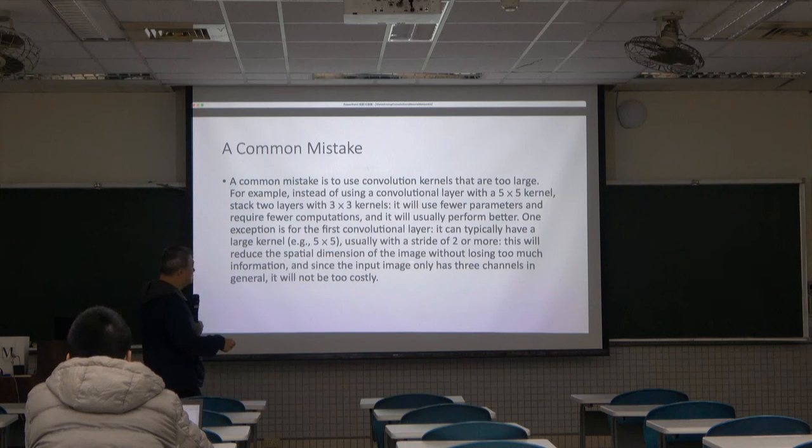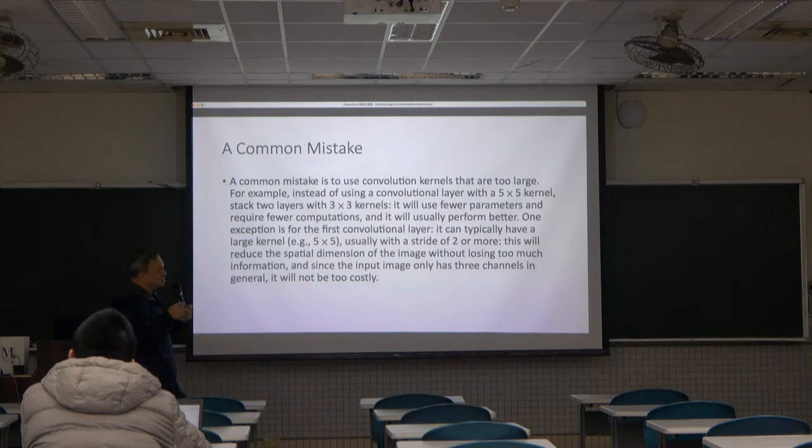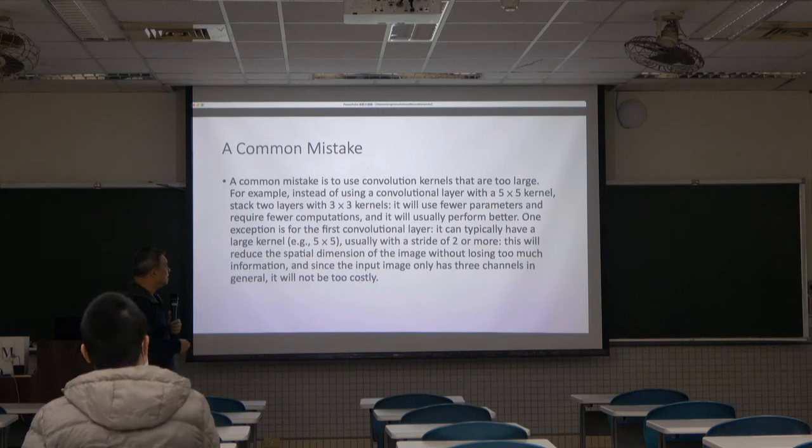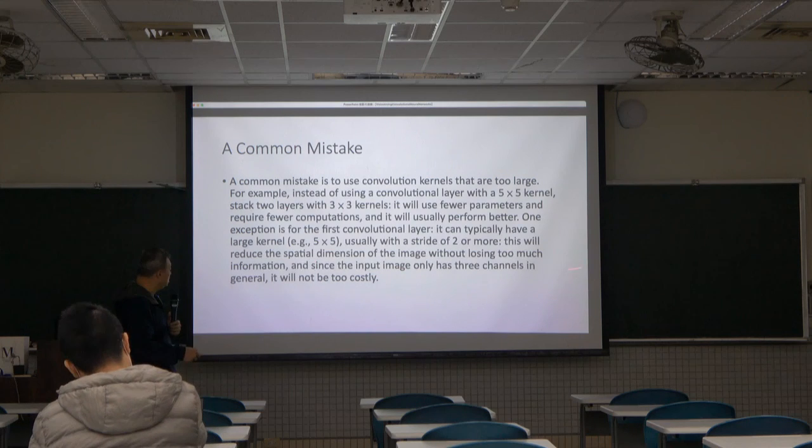Usually we start off with a stride of 2 or more. This will reduce the spatial dimension of the image without losing too much information. So a large kernel size has its advantage, but if you use it in the middle of the CNN, it is too costly, so normally we don't do that. But using it for the first layer is possible, and since the input image only has 3 channels, it will not be too costly, as I said.